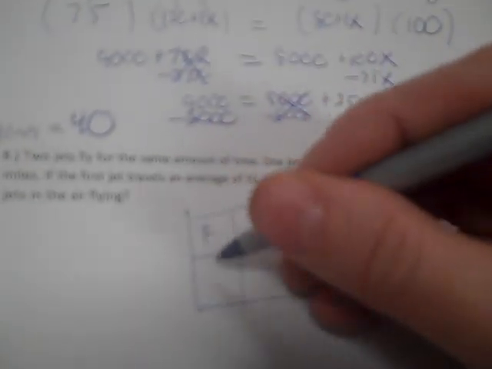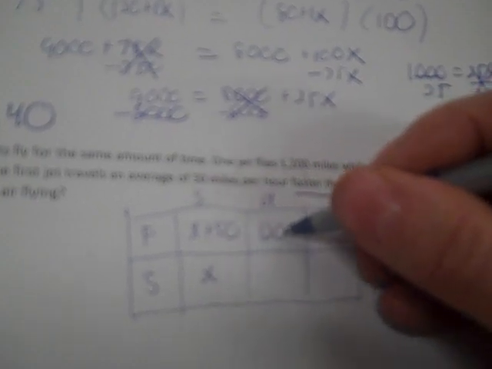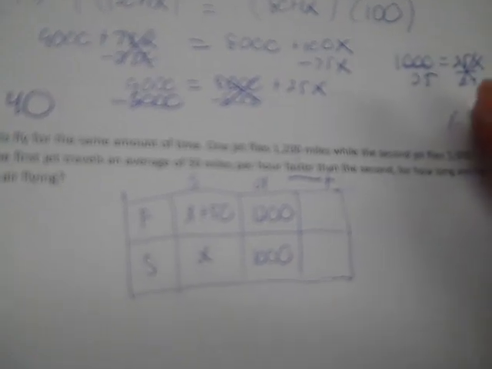So you got the fast and the slow, then the speed, the distance, and the time. The speed says 50 miles per hour faster, so you don't know the speed. So the fast is x plus 50, and this is x. Now the distance traveled is 1,200 and 1,000. So 1,200 is the x plus 50, because that's faster, and the lesser one's the x.